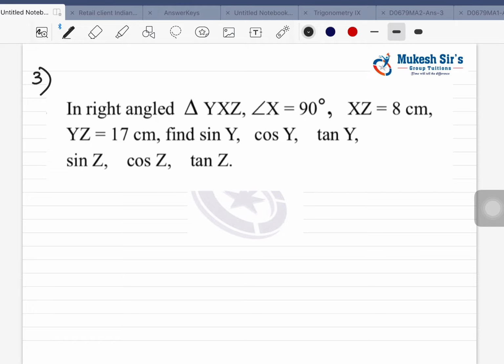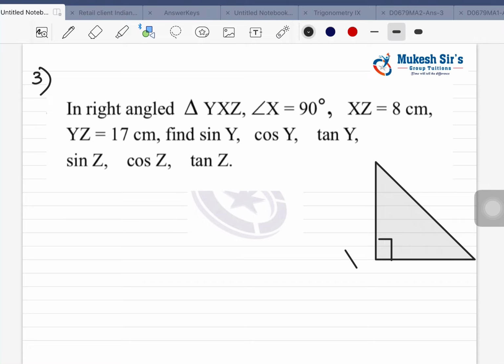So there is a certain right angle triangle YXZ. Angle X is 90 degrees. XZ is 8. YZ is 17. Find sine Y, cos Y, tan Y, sine Z, cos Z, tan Z. So let's draw the triangle first to understand this better. The name of the triangle is XYZ or YXZ.